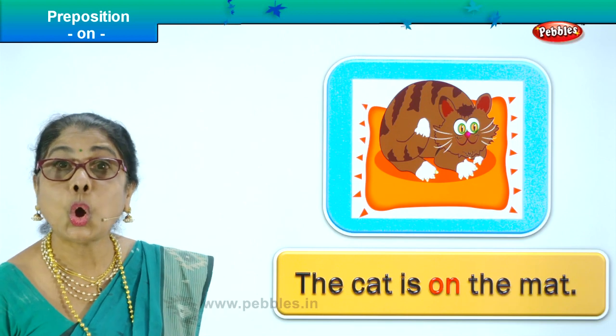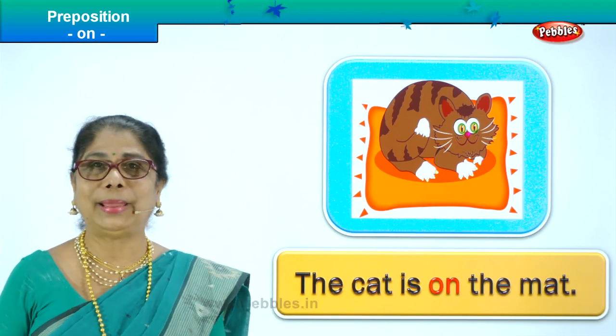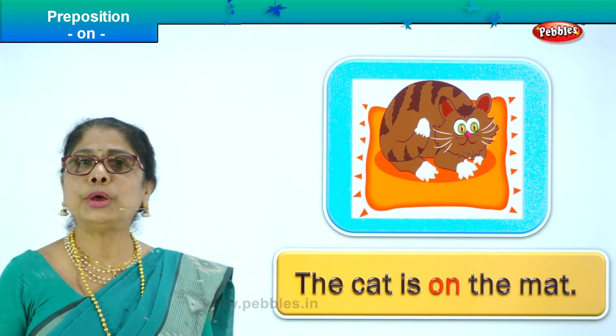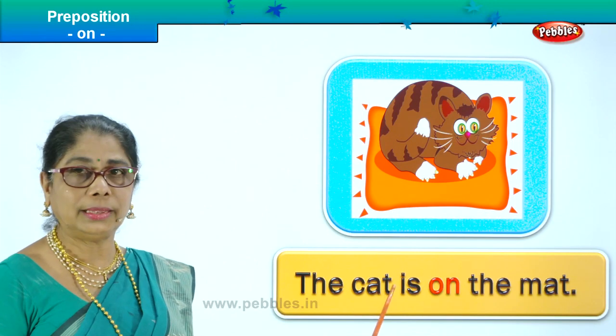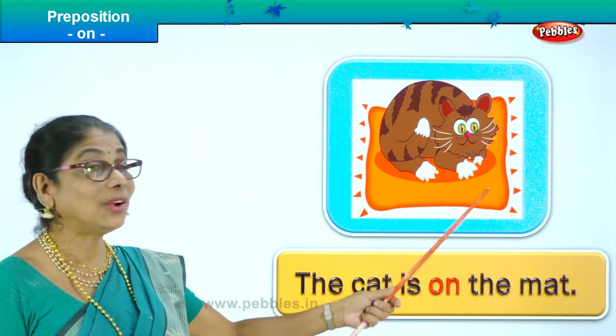Where is the cat? On the mat. Here is the mat and the cat is sitting on the mat. Preposition on, and it is colored. Read the sentence again. Put your finger. The cat is on the mat.